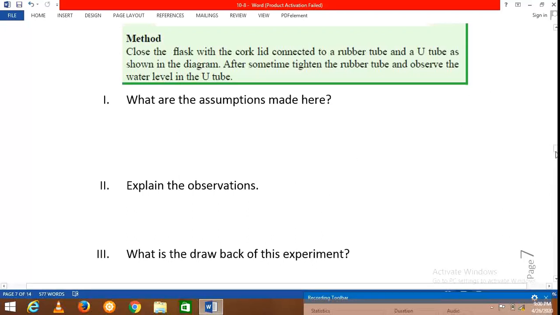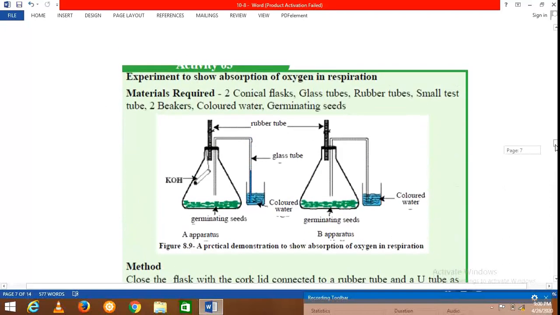In A, as carbon dioxide gas is absorbed by potassium hydroxide, there is more space that is empty, and oxygen is also taken by the seeds for respiration. Therefore, there is much more space empty. To occupy that space, this colored water rises along the U-tube. But in B, as there is no space to occupy, colored water does not rise up.